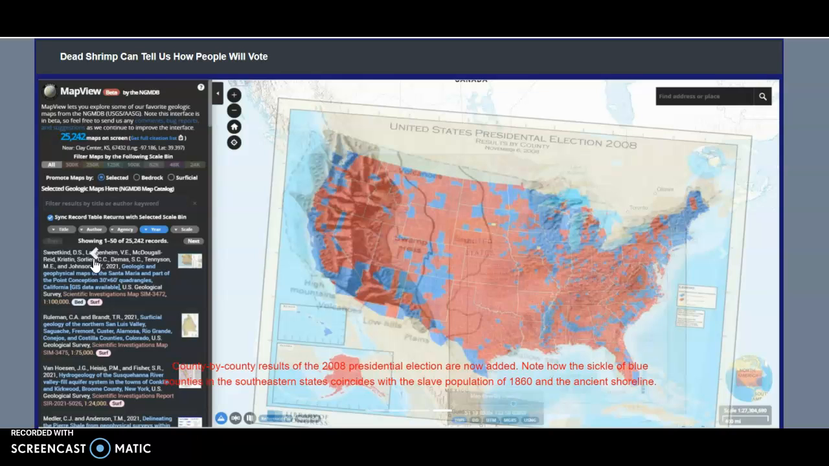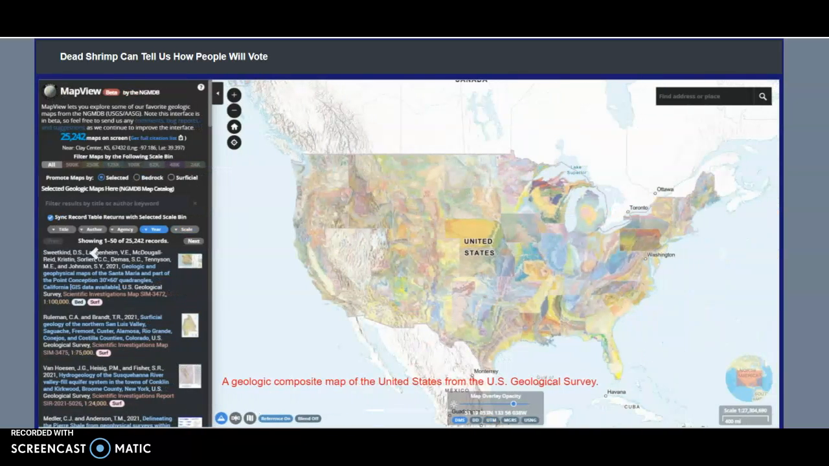And because African Americans tend to vote Democratic, they lean toward the Democratic Party, that has created a solid crescent-shaped voting bloc for the Democrats that mirrors the ancient Cretaceous shoreline. And it's all because of the fertile soil created by the bodies of dead shrimp and dead crustaceans and zooplankton that lived millions upon millions of years ago.